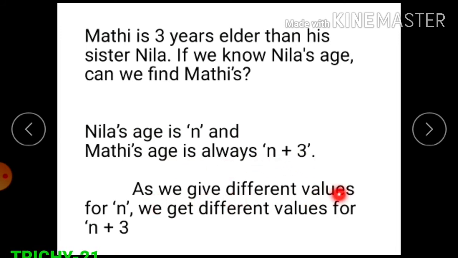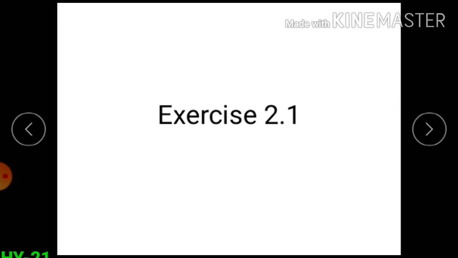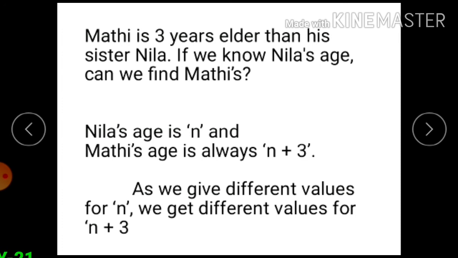As we give different values for n, we get different values for n plus 3. If n equals 4, then n plus 3 equals 4 plus 3, 7. Now, Nila's age is 4 and Madhi's age is 7. If Nila's age n equals 8, then Madhi's age is 8 plus 3 equals 11. So Nila's age is 8 and Madhi's age is 11.